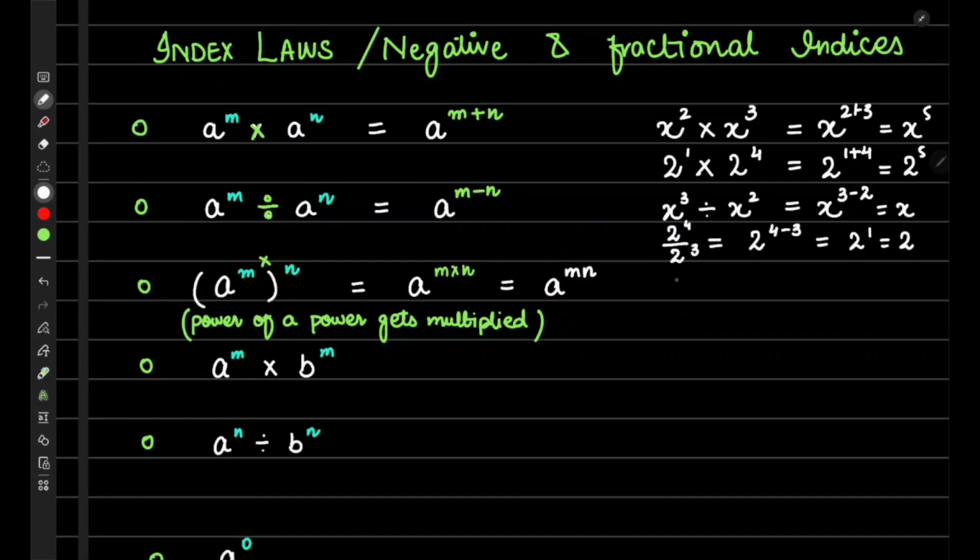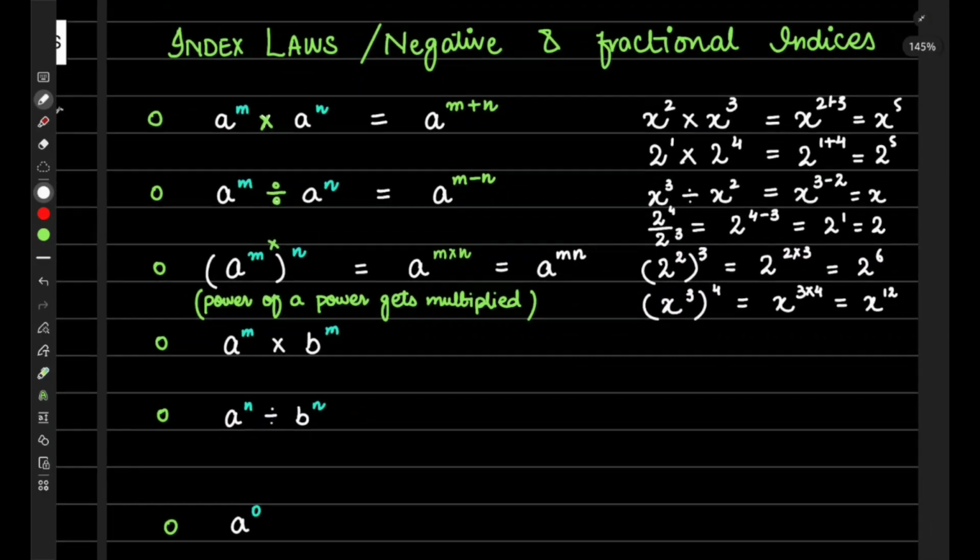Let me give you an example. If you have 2 squared whole power cube, that means 2 to the power 2 times 3, which gives you 2 to the power 6. Or let's take x to the power 3 whole power 4, that gives you x to the power 3 multiplied by 4, which gives you x to the power 12. I hope you get this example too.